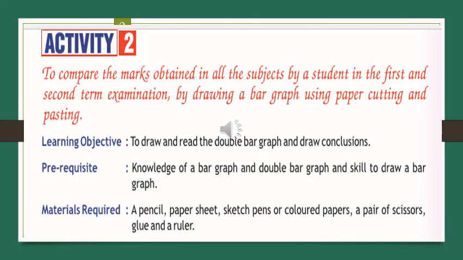In this activity, you have to compare the marks obtained in all subjects by a student in the first and second term examination by drawing a bar graph using paper cutting and pasting. Our objective is to draw and read the double bar graph and draw the conclusion. Now the material required is pencil, paper sheet, graph paper, color paper, a pair of scissors, glue and ruler. So be ready with this material and do the activity which is given.